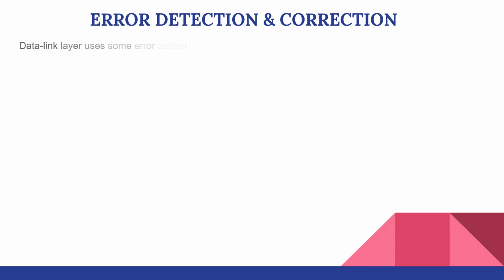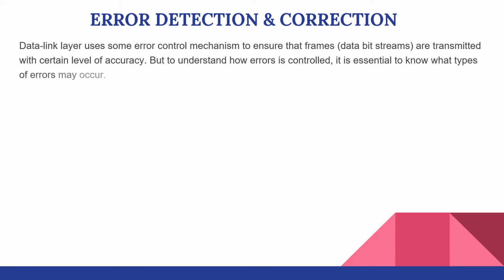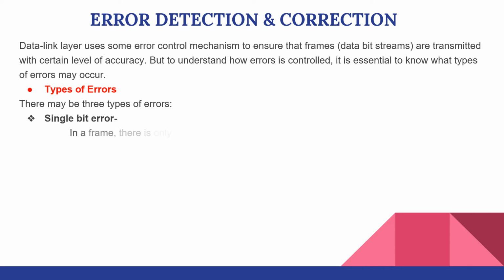Data link layer uses some error control mechanism to ensure that frames are transmitted with a certain level of accuracy. But to understand how errors are controlled, it is essential to know what type of errors may occur. There may be three types of errors. The first type of error we will see is single bit error, in which in a frame there is only one bit anywhere which is corrupt.